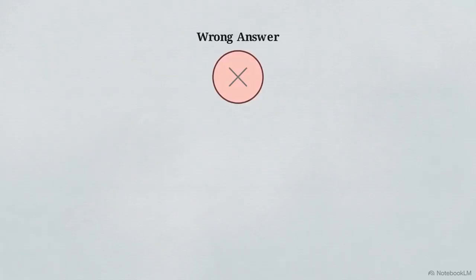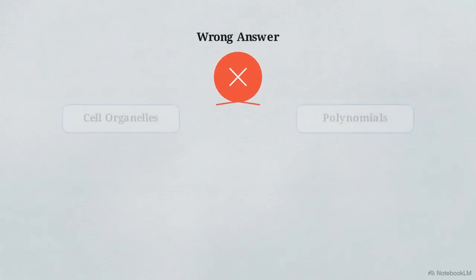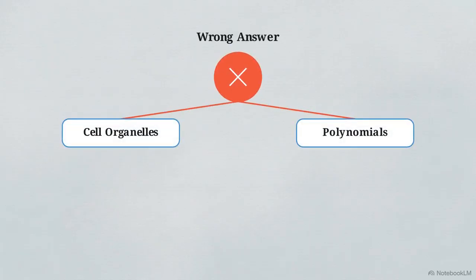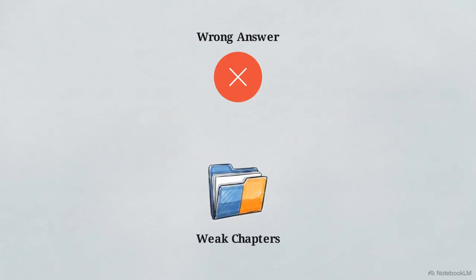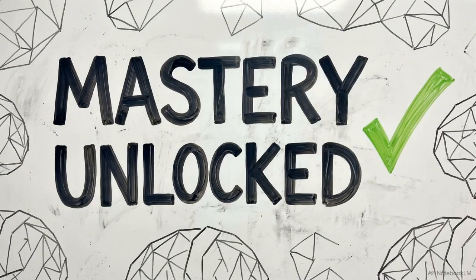Getting that single question wrong also triggers a larger action. The system automatically tags the broader topic, whether it's cell organelles or polynomials, and moves it to your revision list. Reviewing these instant explanations provides the specific conceptual clarity needed to master the chapter.